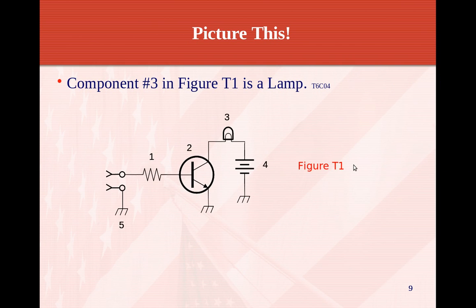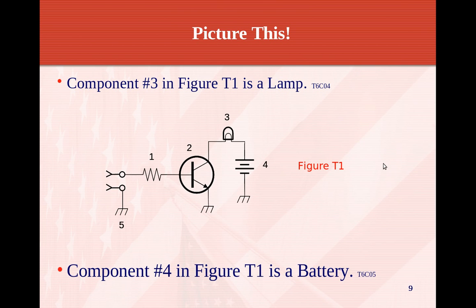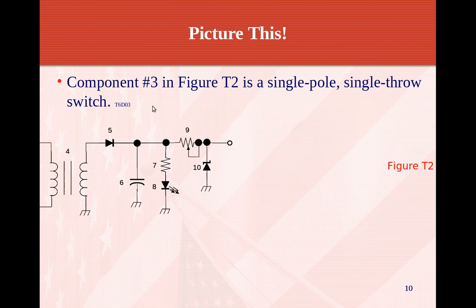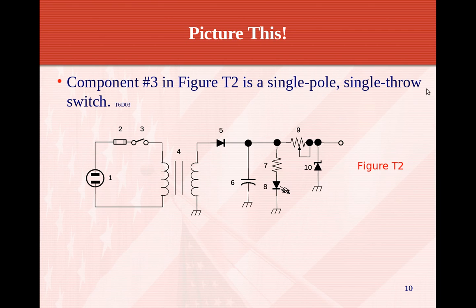Component 3 in figure T1 is a lamp. So that's a bulb or a lamp. Component 4 in figure T1 is a battery. It's a 2-cell battery. You see the positive, negative, so that's a 2-cell. Component 3 in figure T2 is a single-pole, single-throw switch.